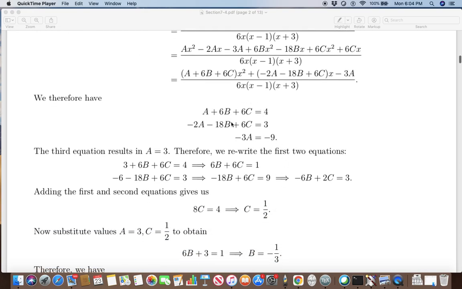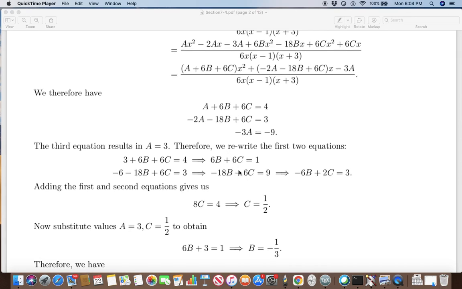Now, we want to just simply solve. I usually go through the simplest thing first. Negative 3a is negative 9, tells you a is 3. Once you have a to be 3, you just need to substitute here in the first two equations. 3 there and negative 6 here. So that simplifies our first two equations. Now this is a system of linear equations in 2 variables.